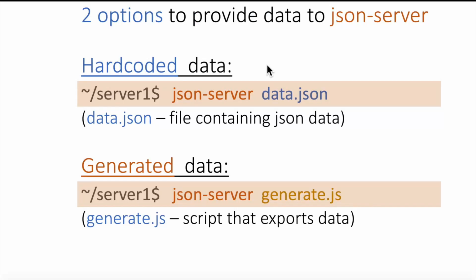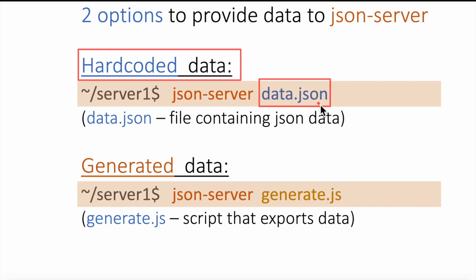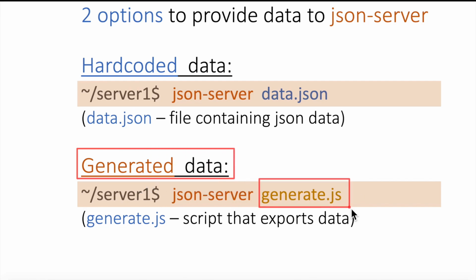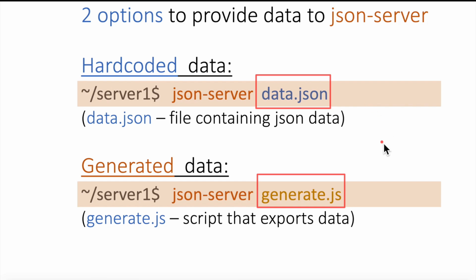So we have discussed 2 options to provide data to JSON server. The first option was to pass hard-coded data. For example, if data.json is a file containing JSON data, then we can pass that to JSON server. And the second option is to generate data for JSON server. If generate.js is a script that exports an object with data, then we can pass that to JSON server. In both cases, JSON server will create a RESTful API from which we can get JSON data or to which we can send JSON data. JSON server will expose a full REST API for us.